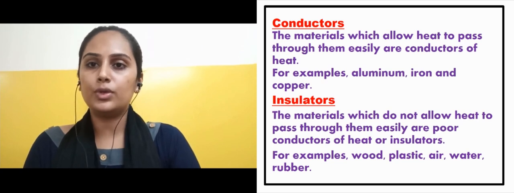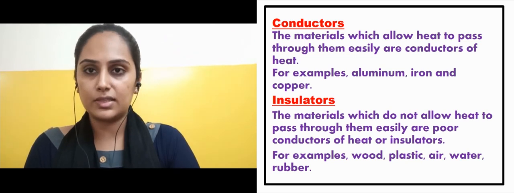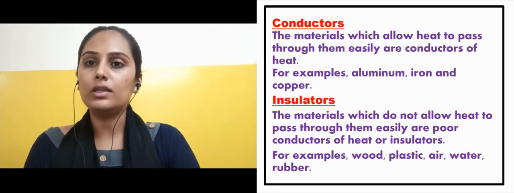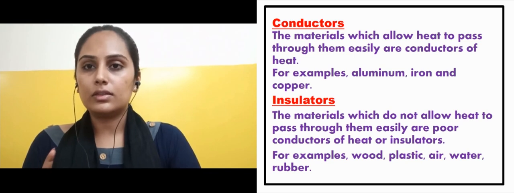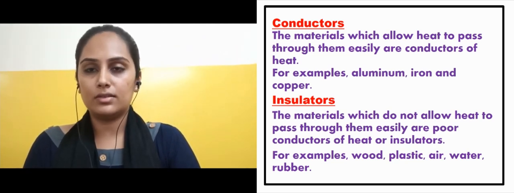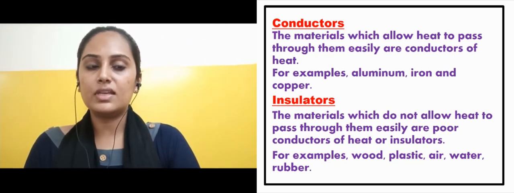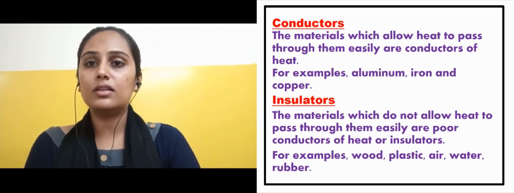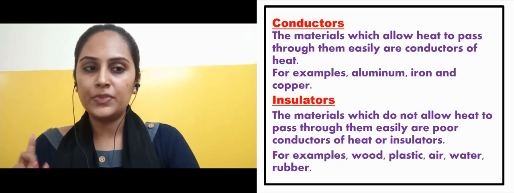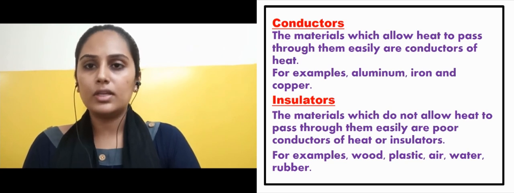And next one is insulators. What are insulators? The materials which do not allow heat to pass through them easily are poor conductors of heat or insulators. Means the materials which do not allow heat to pass through them are known as insulators, or we can also say poor conductors of heat. Their examples are wood, plastic, air, water, rubber. These materials do not allow heat to pass through them. They are poor conductors of heat or insulators.